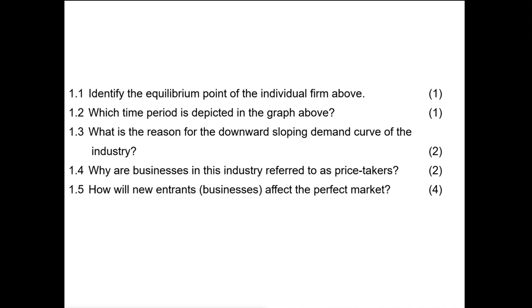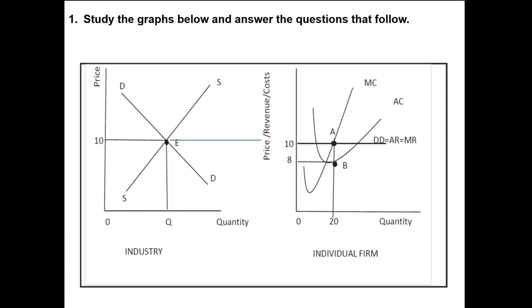I wouldn't wholeheartedly agree with that, St. Andrews. The reason for this is if we go back to the graph, let's have a look. Your question is, why are the businesses referred to as price takers? So we look at the demand curve and we look at the price level. That is going to help us, and here, like I said at the beginning, it boils down to the characteristics of the perfect market structure. The products are homogeneous, identical.